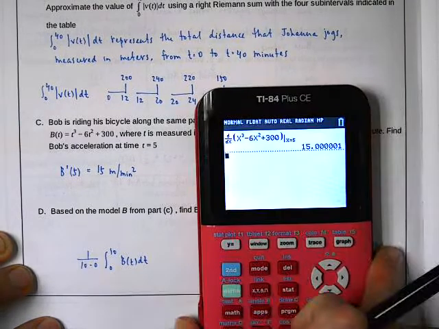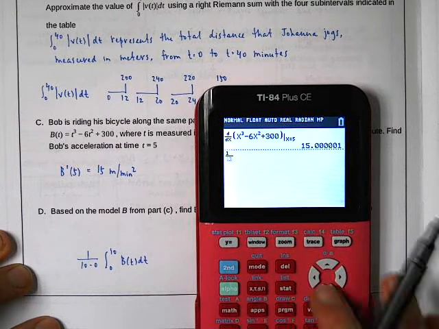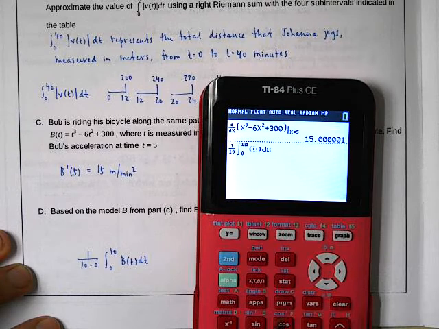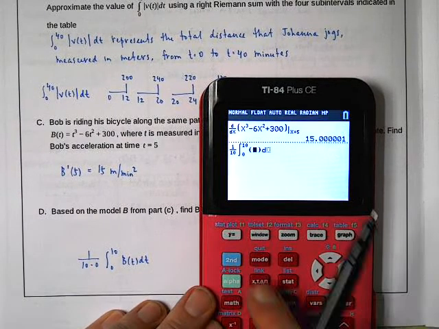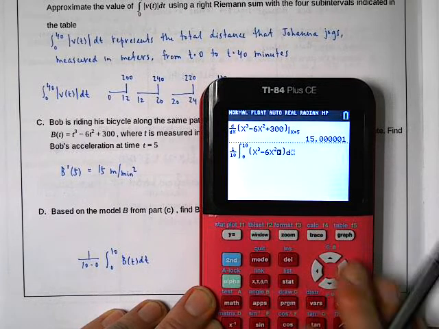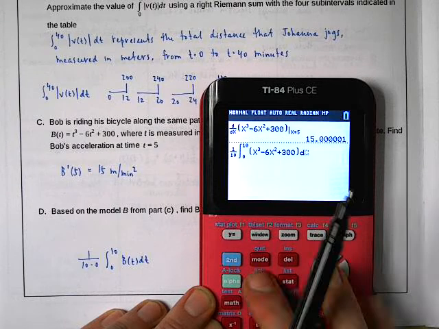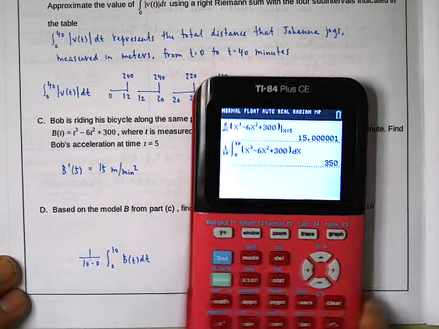So now I can go over to my calculator, do my alpha y equals, I have 1 over 10, times math 9, the integral from 0 to 10 of velocity, and again that's x cubed minus 6x squared plus 300, and I'm going with respect to x, and I get 350.